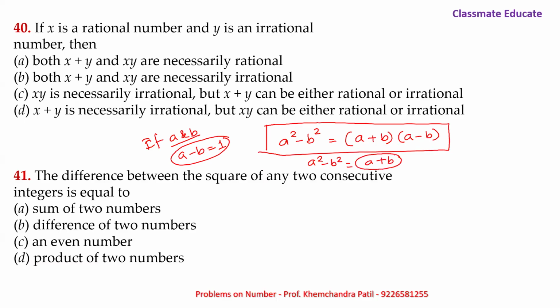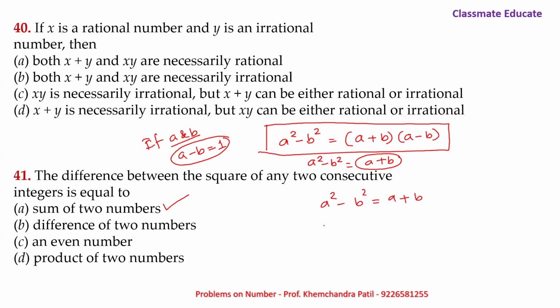The difference between the squares of two consecutive integers is always equal to what? Sum of the two numbers, difference of the two numbers, an even number, or product of two numbers. Your answer will be sum of two numbers. A square minus B square is equal to A plus B.